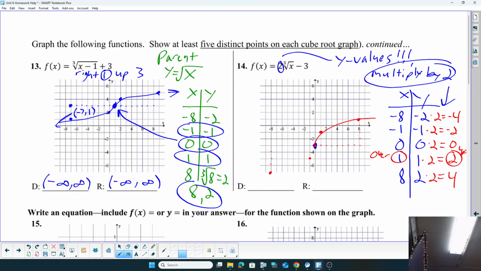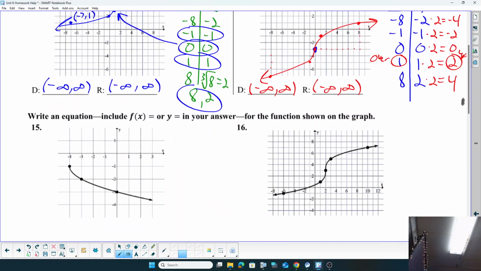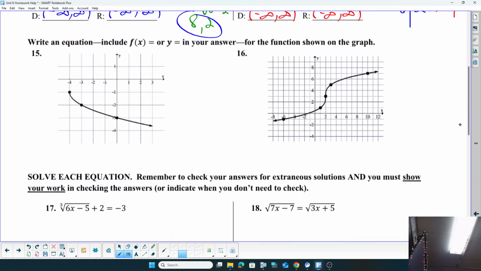And there we have it. Definitely launching higher and faster. So the domain and range: negative infinity to positive infinity, negative infinity to positive infinity. Nice. So write an equation, include f of x or y in your answer for the function shown on the graph.